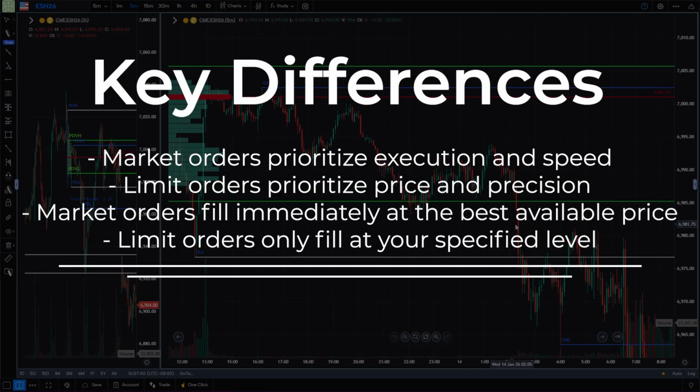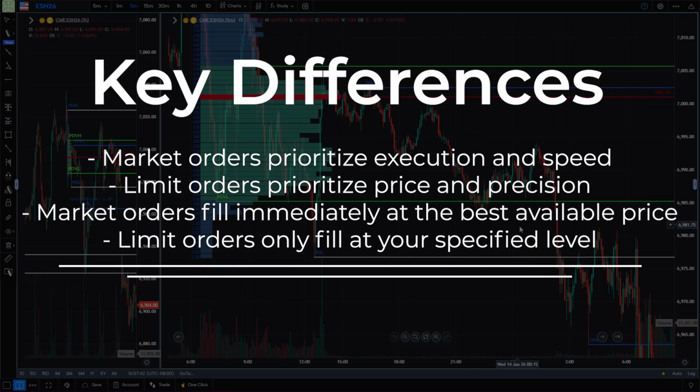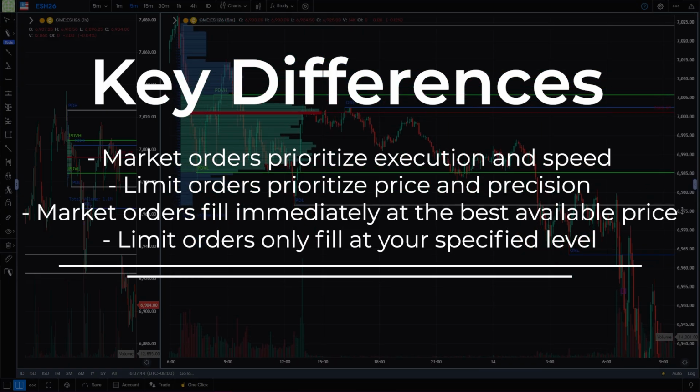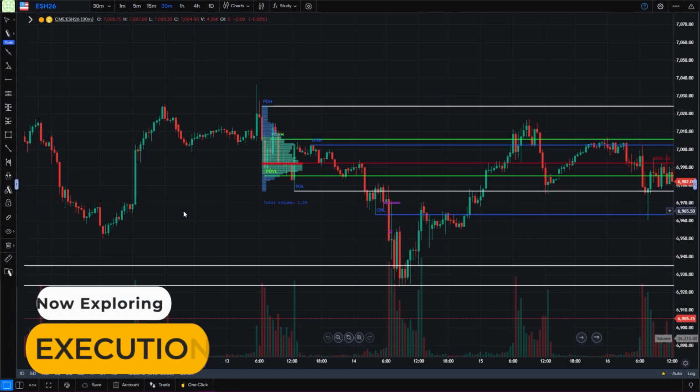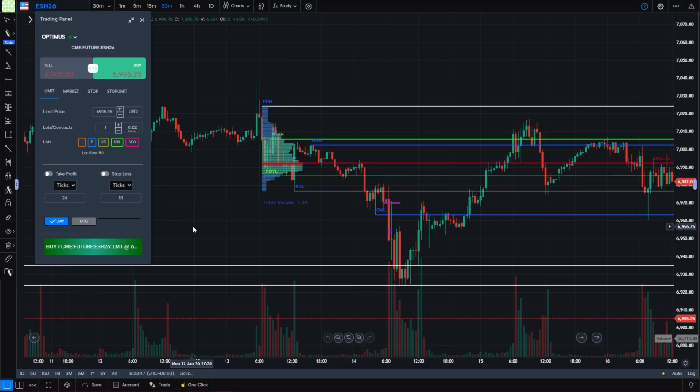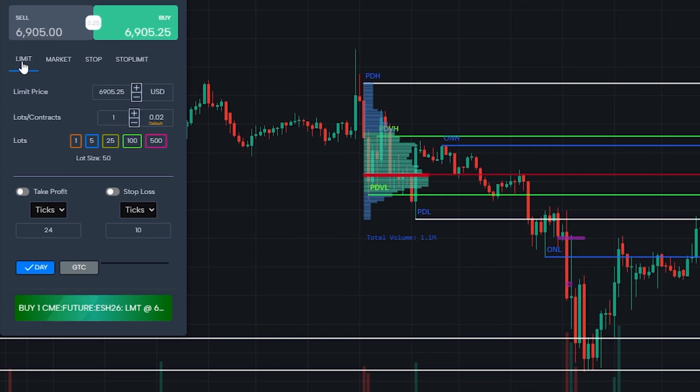We'll go over that later in the video, but first I want to walk through simply how to place a market and a limit order in Optimus Futures Web. So first you'll want to log into your charts and then come down here to the bottom panel and click Trade. And this will bring up the trading panel. We'll want to make sure that we're on limit here. And if we want to sell, we would just click Sell or Buy. So this would be a buy limit and this would be a sell limit.